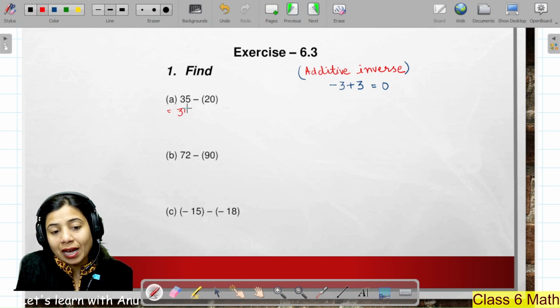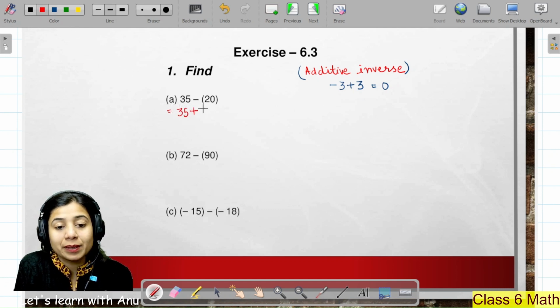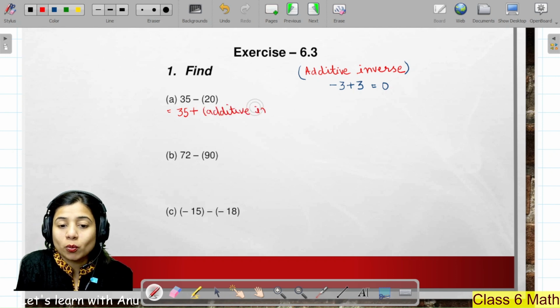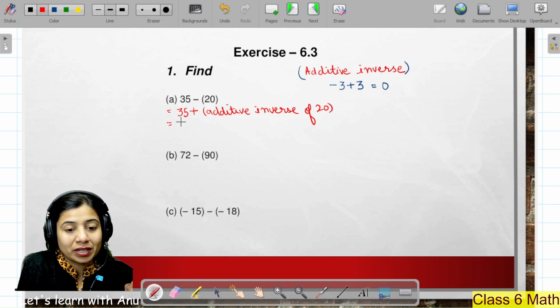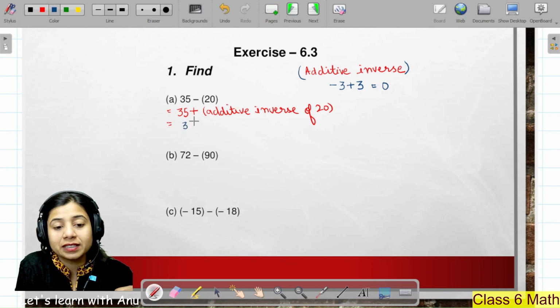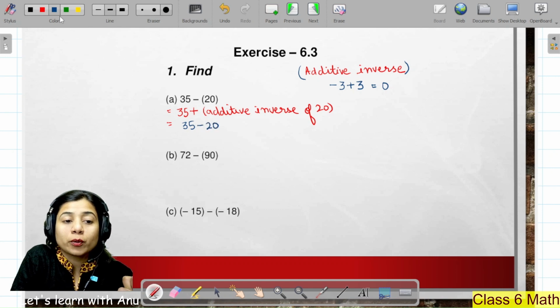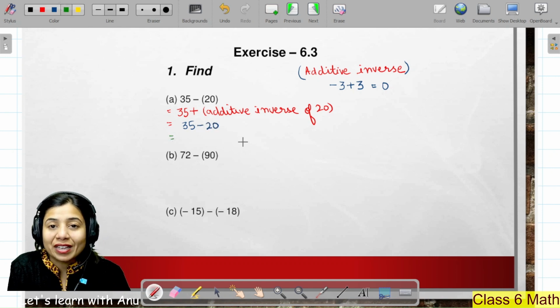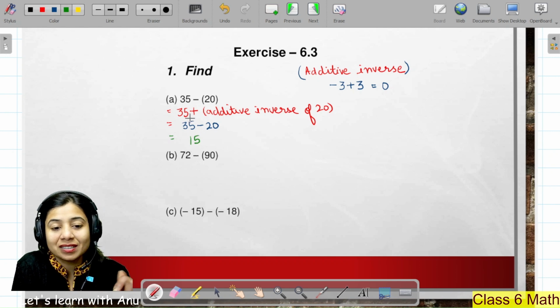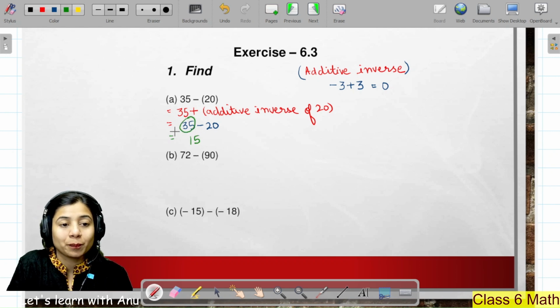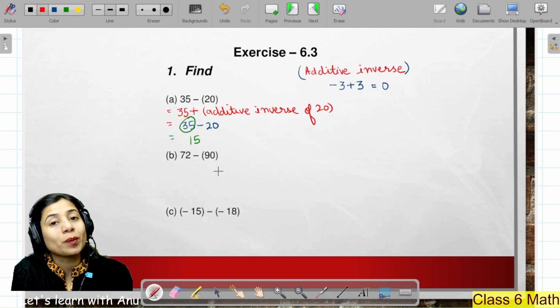Here what will happen? Minus sign will change into plus sign and here we will write the additive inverse of second number. Here it is 20. So it's additive inverse of 20. So what is additive inverse of 20? Minus 20. So what we are going to write here? 35 minus 20. Now we are going to solve it using the regular method, that is opposite sign subtraction is happening. So 35 minus 20 is 15 and sign will come of bigger number, that is 35. So it's positive 15.